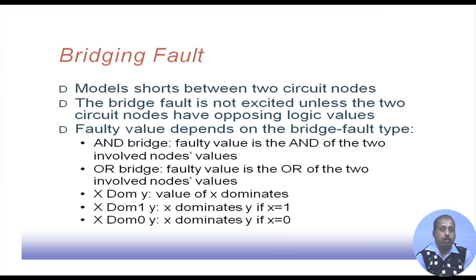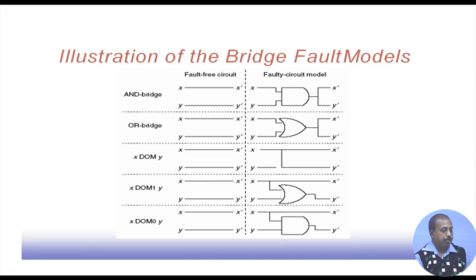Another possibility is the dominance. So, x dominates y, meaning the value of x will dominate. x dominates 1 y: x dominates y if x is equal to 1. For x equal to 0 it will not dominate, but for x equal to 1 it will dominate. Similarly, x dominant 0 y: x will dominate y if the x value is equal to 0. These are the different cases, and they have actually been derived from the physical defects that occur.